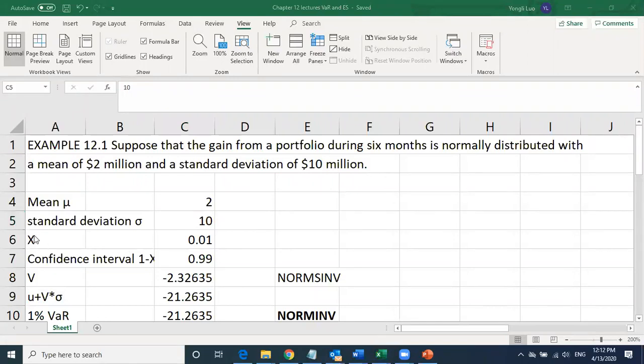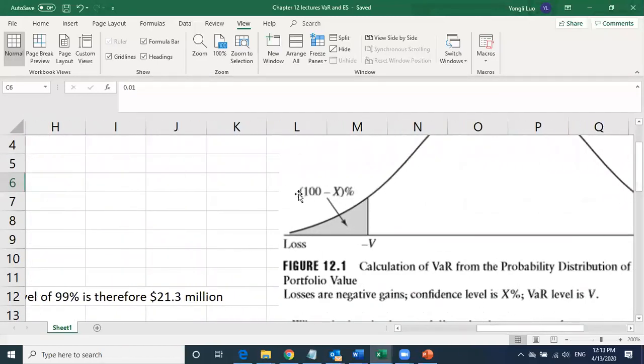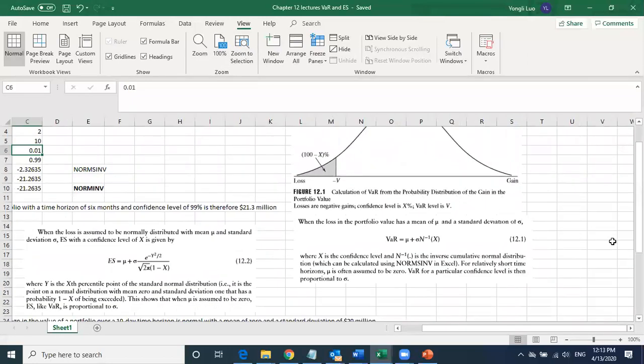And you have the 99% confidence interval. So if you have a 99% confidence interval, the alpha, which is the x, is going to be 1 minus 99%, which is 1%. What will be the 1% chance of your losses being greater than what amount? So how do you do that? What we can do is I give you the picture, it looks like this.